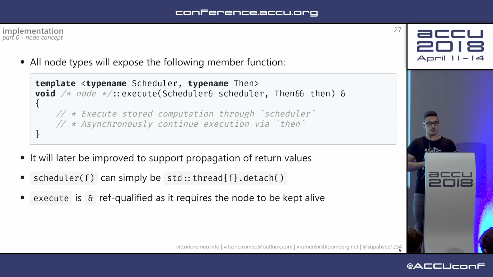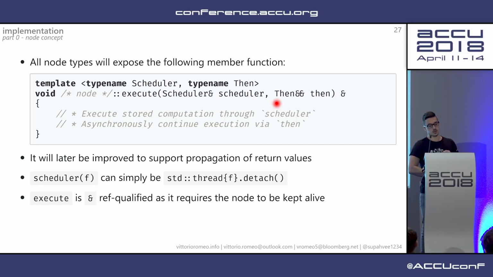First of all, these nodes must have something in common. And I think there is a concept here, a node concept, which is quite simple. All the node types have to do is expose a single member function that's called execute. And what execute does, it accepts a scheduler by reference. If you've seen that very good talk, this could be an executor, for example, that just tells you how to execute this particular node.